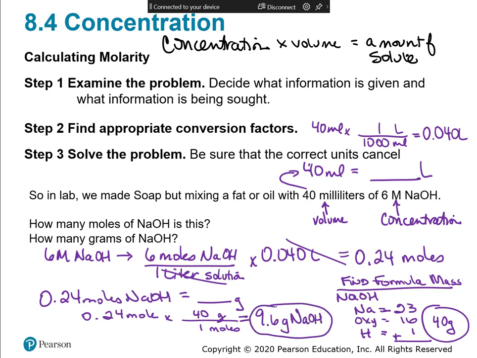So this actually tells me exactly how much sodium hydroxide was in that solution that I added to the fat and oil, then cooked and stirred to get it to thicken and actually become soap.